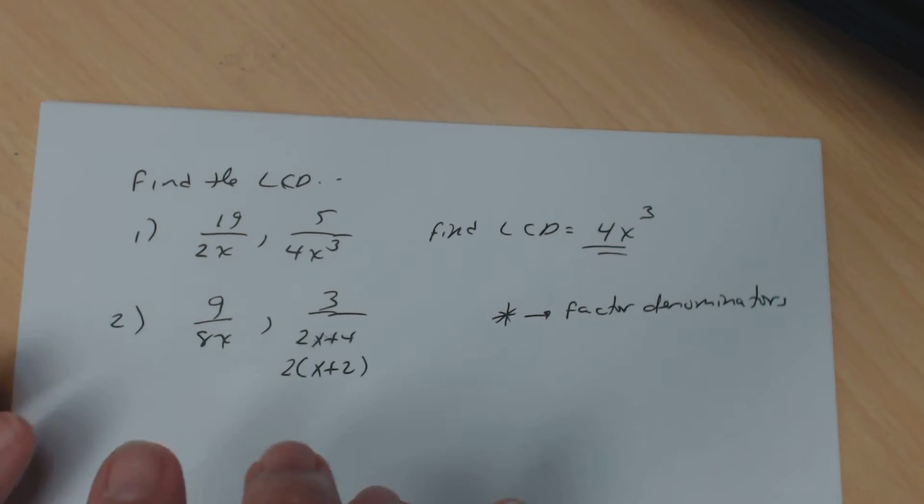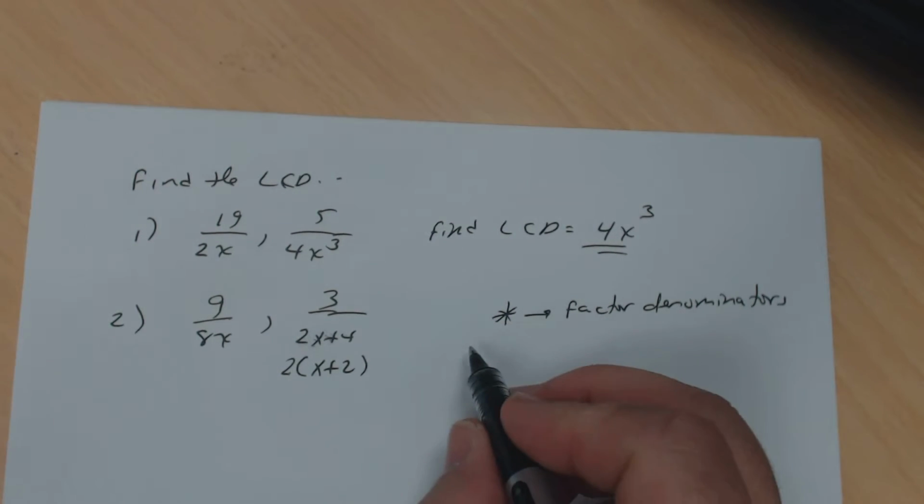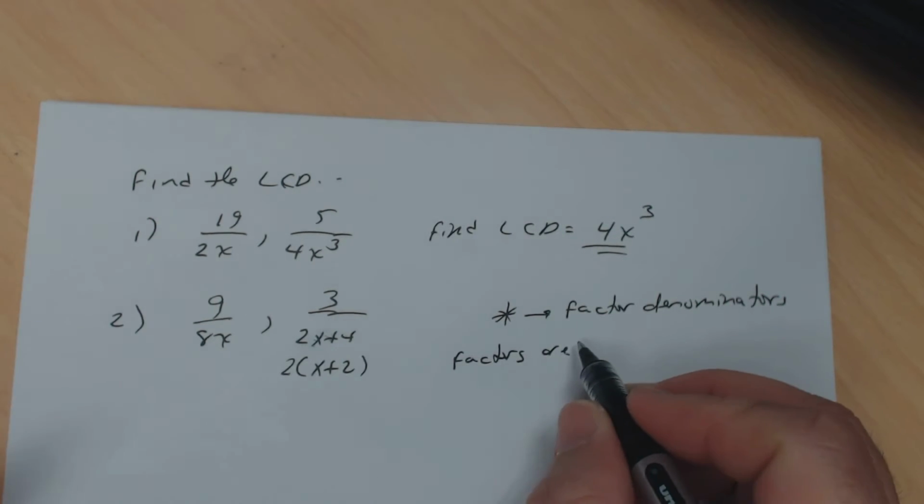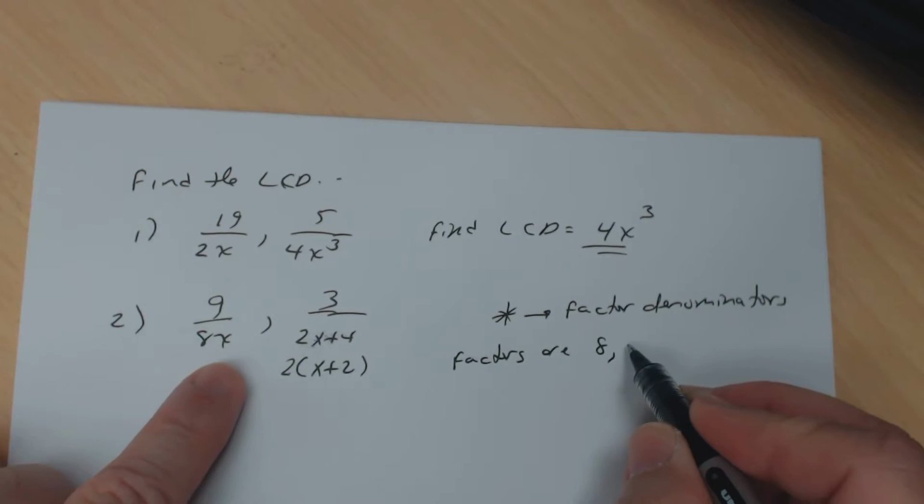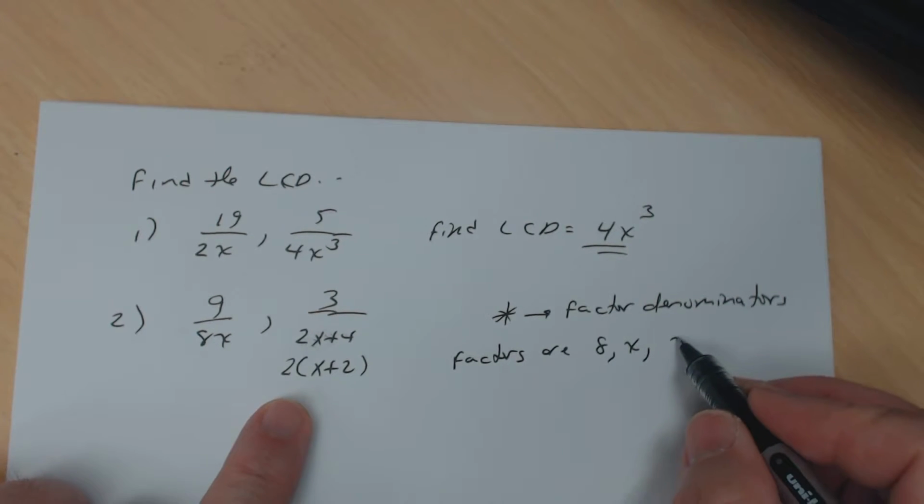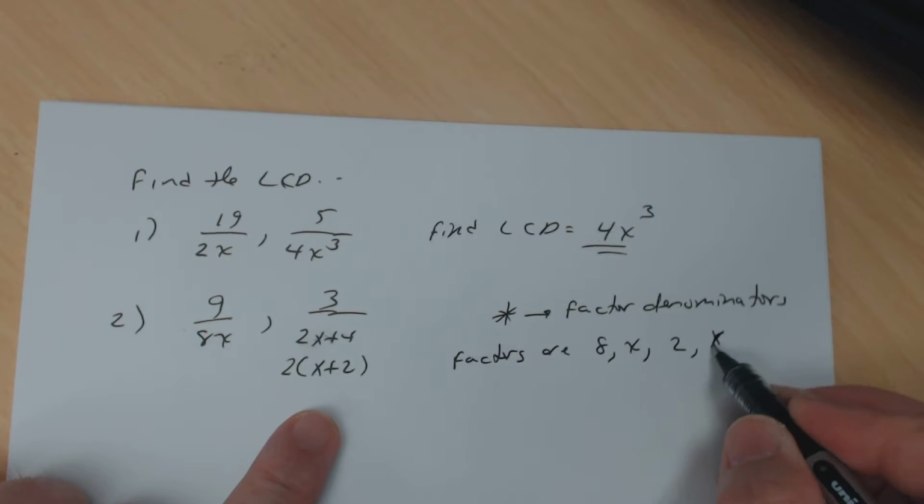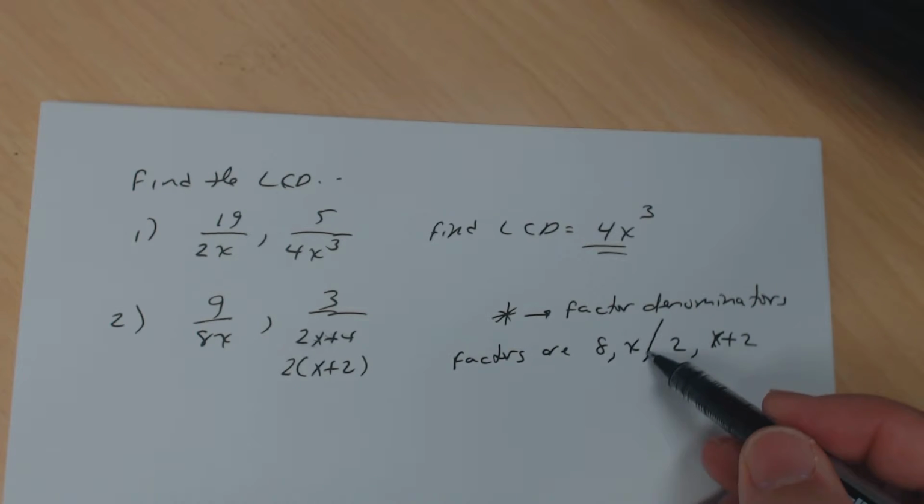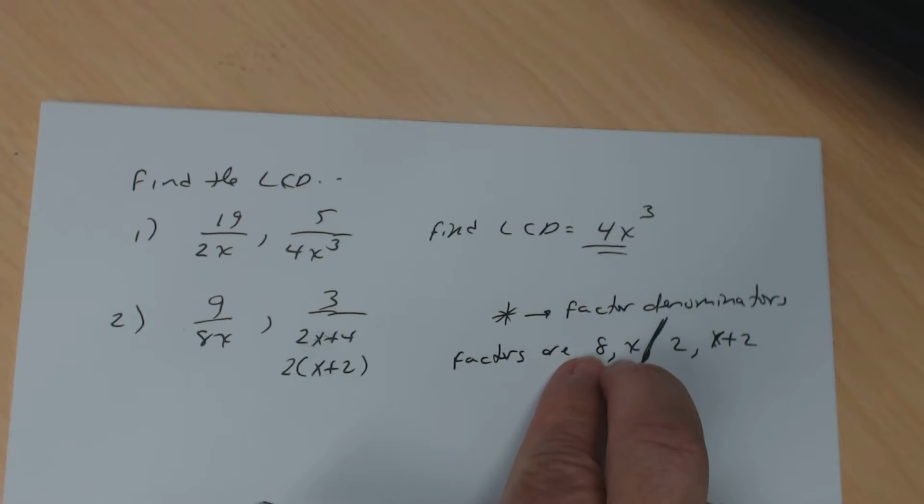All right, now look at your factors. You've got to know what your factors are. It's important that you know them. Your factors are 8, x, and over here it's 2, and then x plus 2. Those are your factors: 8, x, 2, and x plus 2. Let me make a little note here. This little forward slash separates the factors from the first fraction's denominator and the factors from the second denominator.